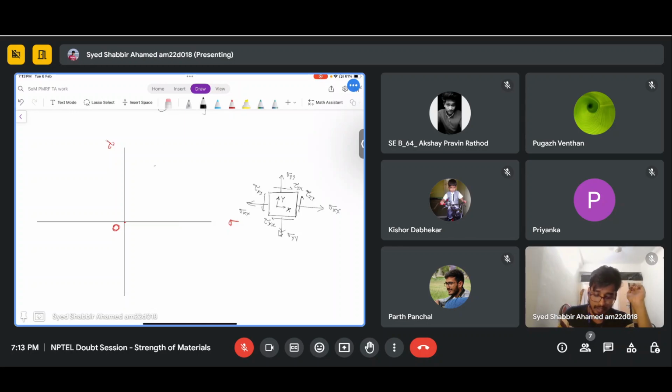So any point, so you know sigma xx. Let's say this is the sigma xx value, the normal stress acting on the plane, and you know the shear stress acting on this plane, which is tau xy. So this is the state of stress. This is the stress on the x plane.